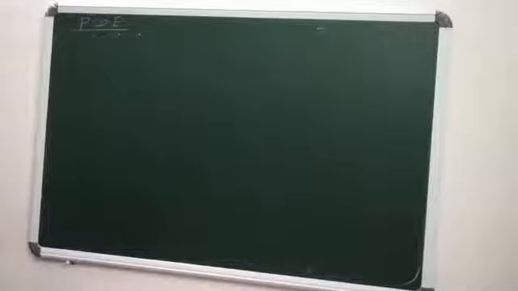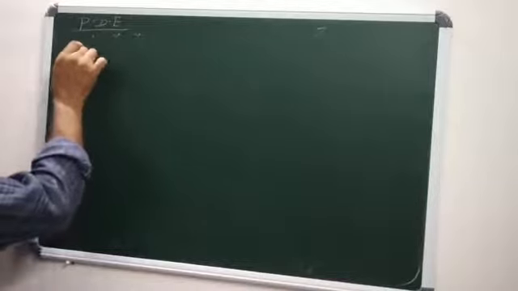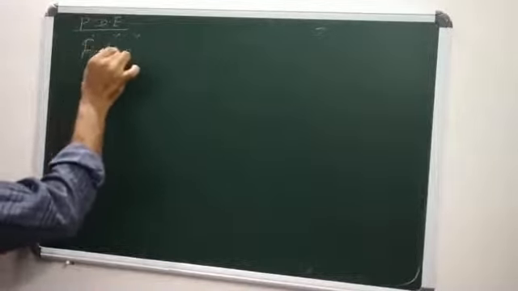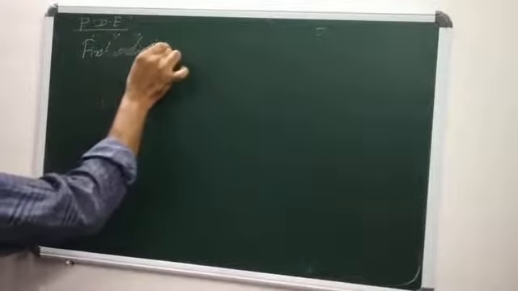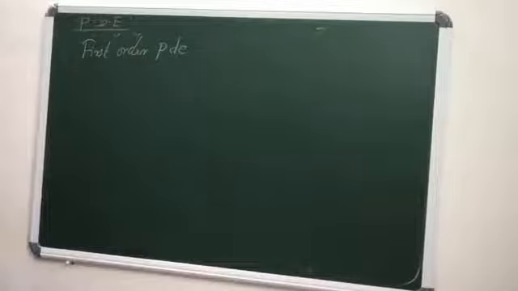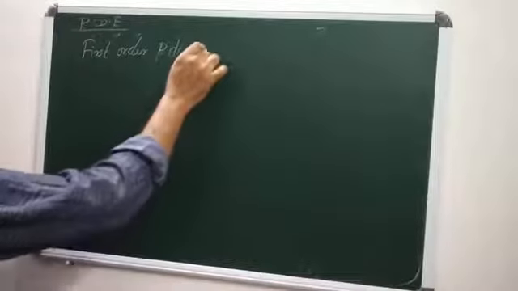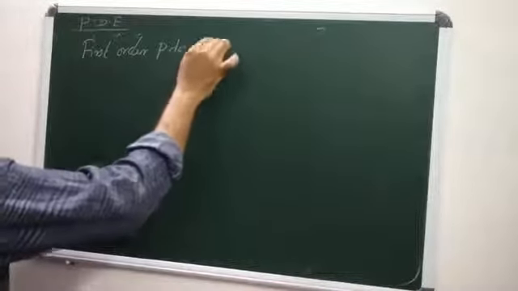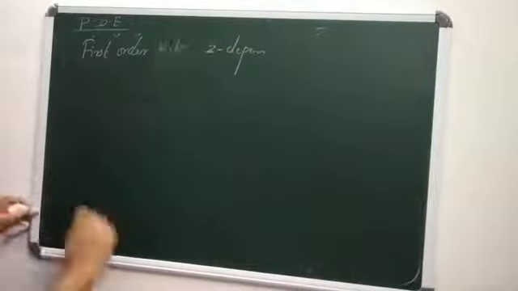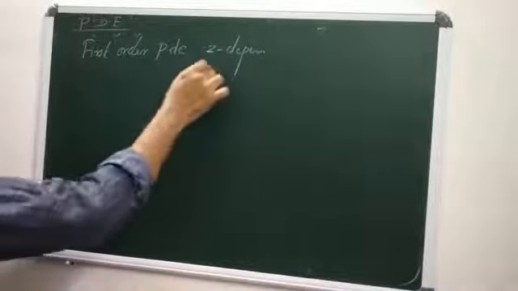Now we consider the first order PDE. We know what is first order: the order of a PDE is the order of the highest order partial derivative. So the first order PDE with one dependent variable. Here z is the dependent variable. Only one dependent variable and at most two independent variables.